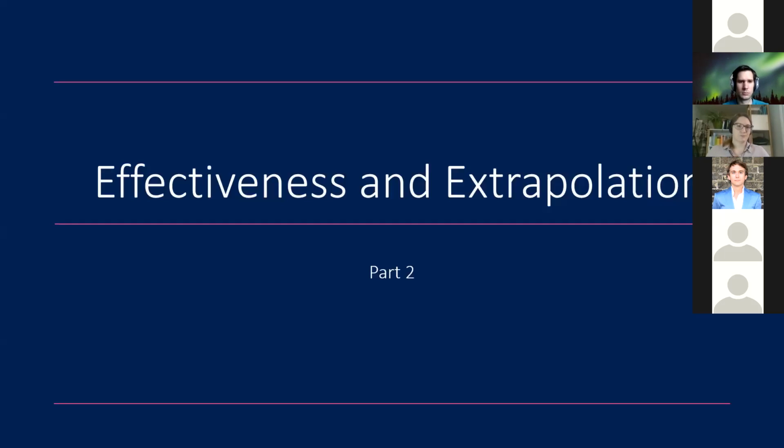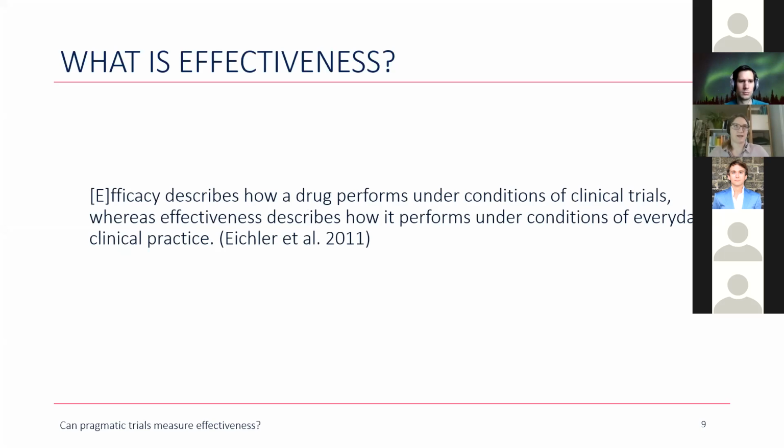So now in the second part, I will look at these two desiderata. As I said, this is going to be a conceptual perspective. A usual way to define effectiveness in the clinical research literature is in contrast with efficacy. So this is really a common definition of both terms that we find here in Eichler et al., where they write that efficacy describes how a drug performs under conditions of clinical trials, whereas effectiveness describes how it performs under conditions of everyday clinical practice.